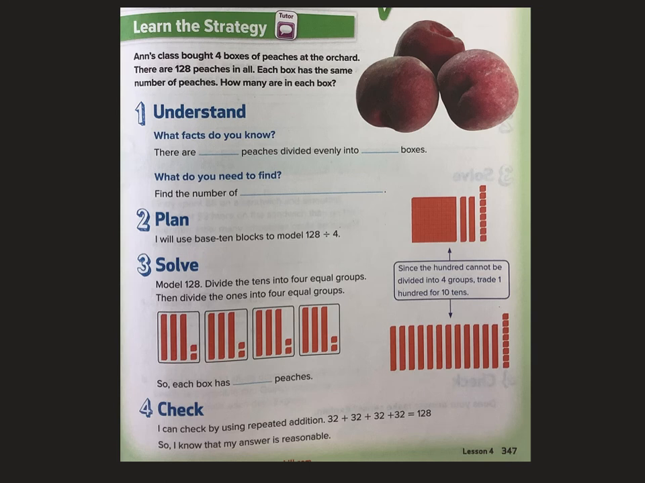Here we have example 1. Anne's class bought 4 boxes of peaches at the orchard. So we have 4 boxes. There are 128 peaches in all. Each box has the same number of peaches. How many are in each box? So first question is, what facts do we know? We know we need to take 128 peaches and divide them evenly into 4 boxes. What do I need to find? The number of peaches in each box.